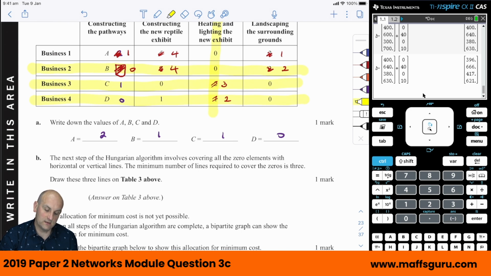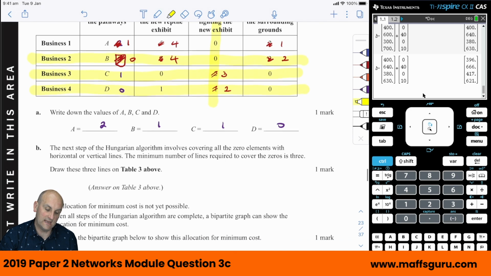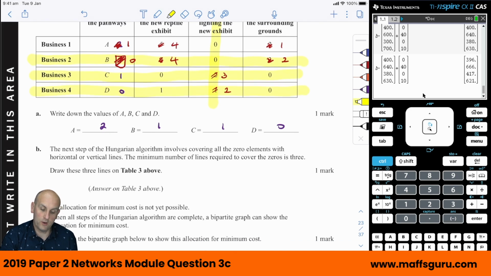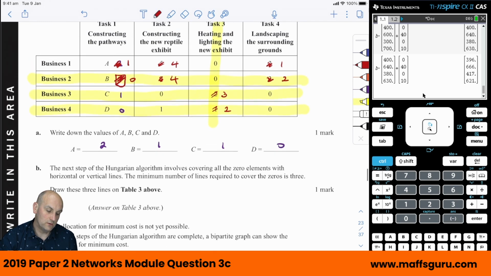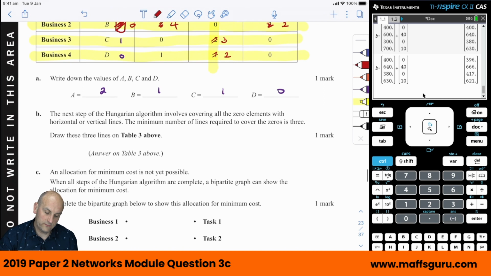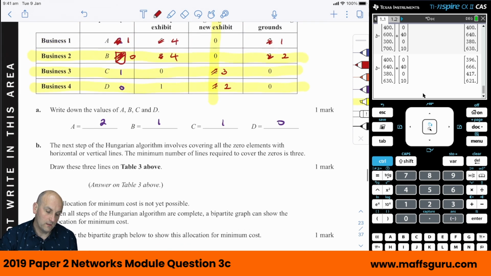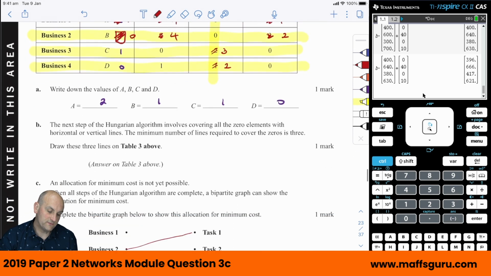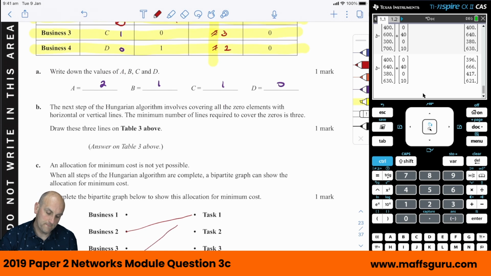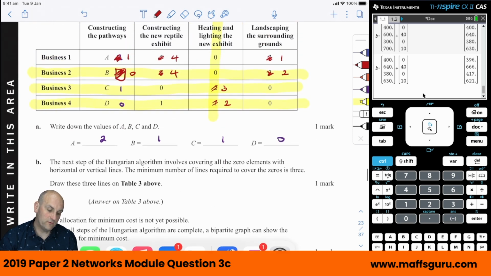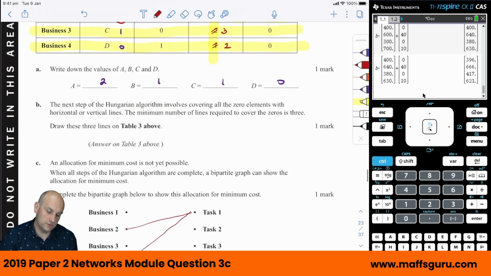All right, complete the bipartite graph to show this allocation for a minimum cost. So let me see. Business 2 can do task 1. And business 4 can do task 1. So anywhere there's a 0, if you remember, business 3 is task 2.